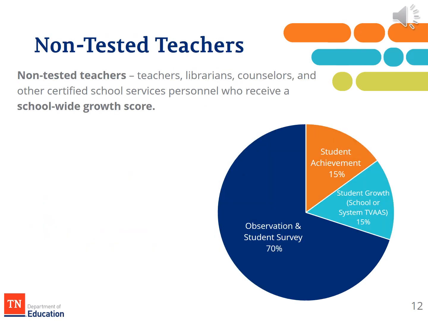Our second example is a non-tested teacher. Educators in this category receive a composite growth score. For non-tested teachers who receive a composite TVAAS score, the evaluation model uses the following weights to calculate LOE.